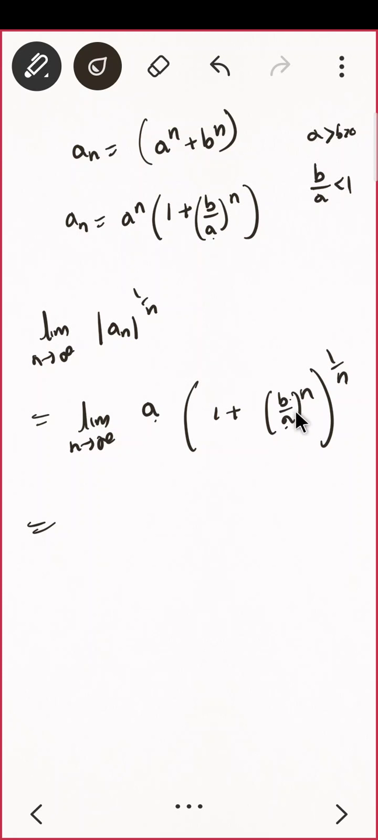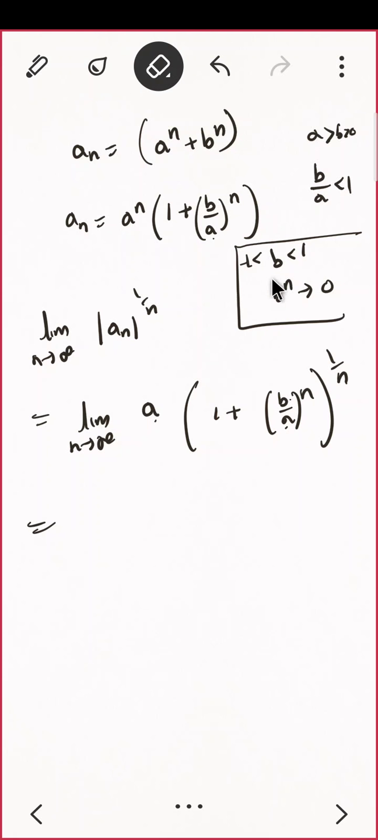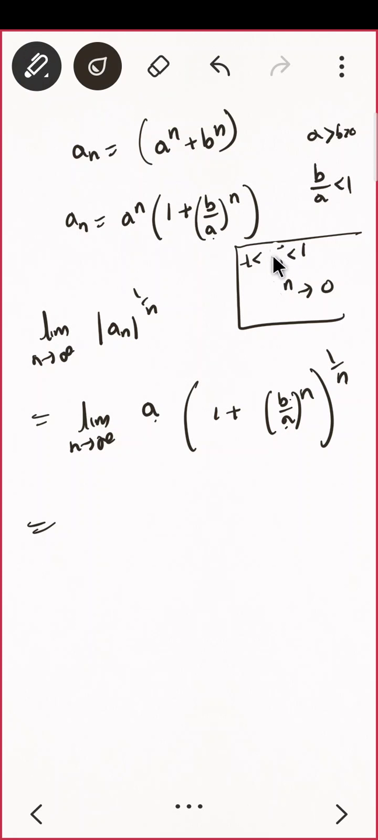Why? You remember that standard sequence: if your b is lying between minus 1 and 1, then b raised to n goes to 0. So I am using the same thing, but I should use a different variable because you will get confused. If your c is lying between minus 1 and 1, then c raised to n goes to 0. So here b by a is less than 1, and b by a raised to n will go to 0. So you will have just 1 plus 0, so it will converge to a.